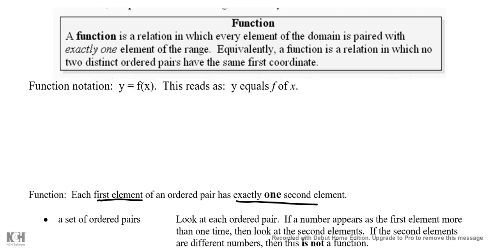If I have a first element listed, if I have an x value listed, its corresponding y value can't be different. Here I have an x value of 2 and a y value of 0. Here I have an x value of 2 and a y value of 1. Since I have the same x that coincides with 2 different y's, this relation is not a function.